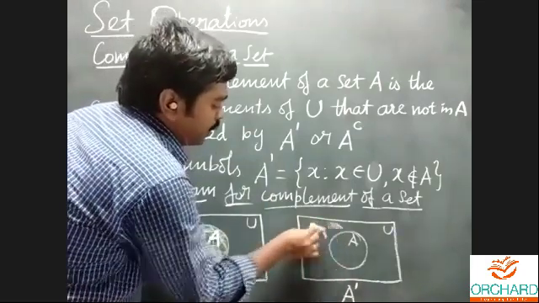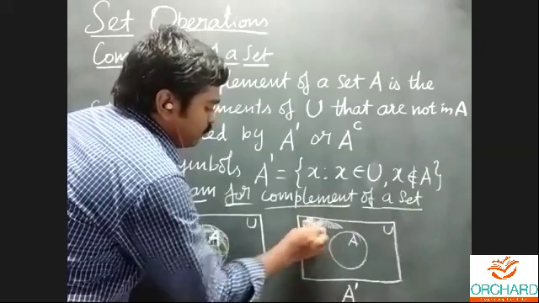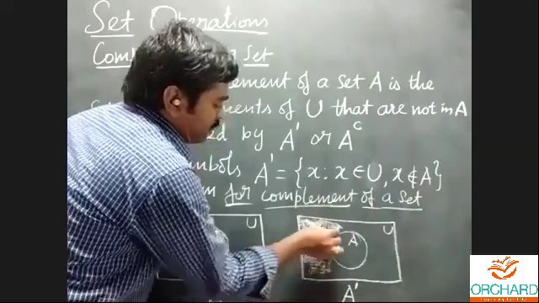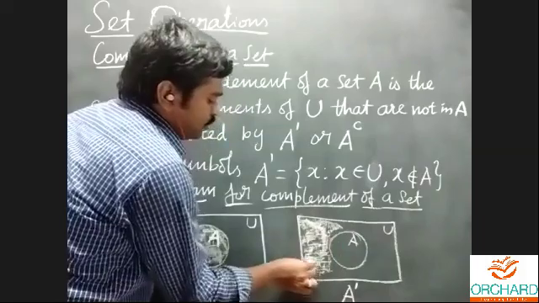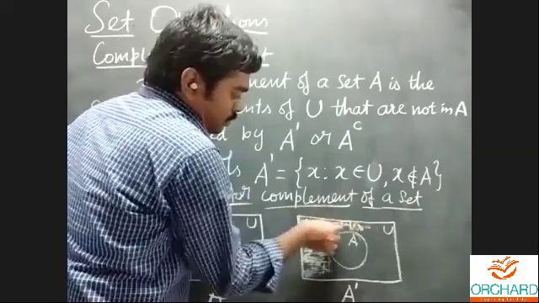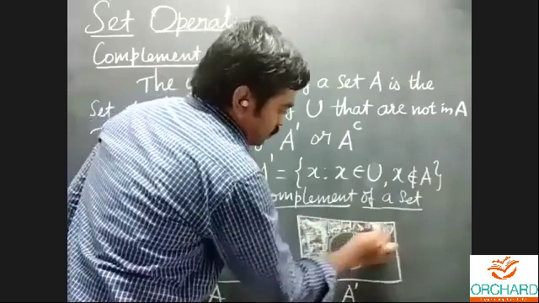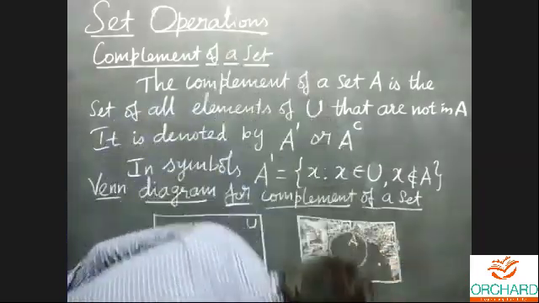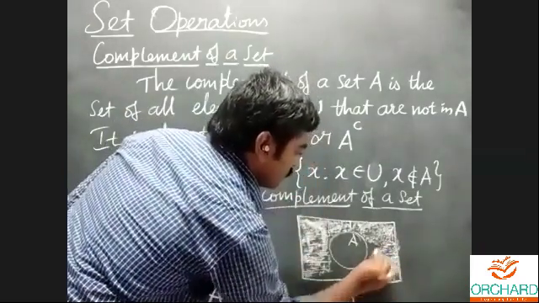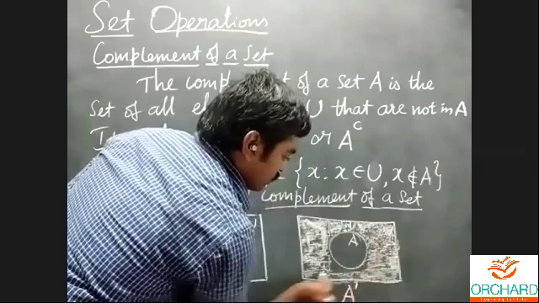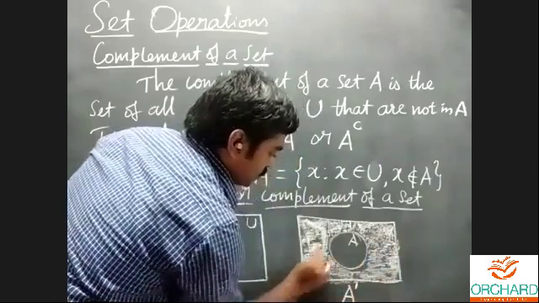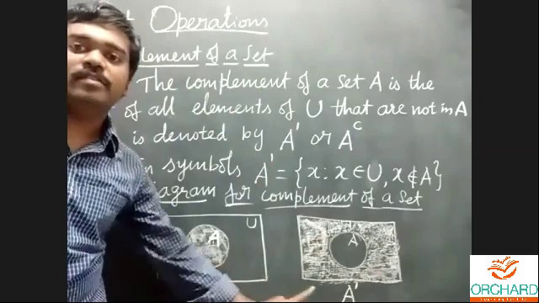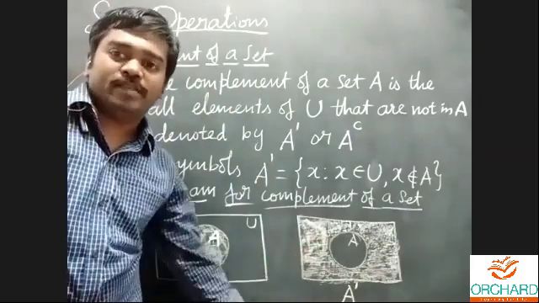The complement of set A means except A. அதாவது A விட்டுட்டு ஷேட் பண்ணிக்கோங்க. Except A, shade the remaining portion. This is the complement of a set. Except A. A மட்டும் ஷேட் பண்ணக்கூடாது. Except A, shade the remaining portion of the universal set. This is set A and this is the complement of set A, except A.